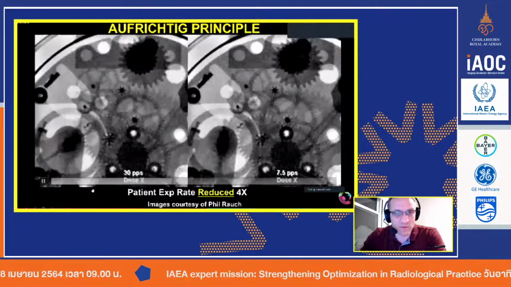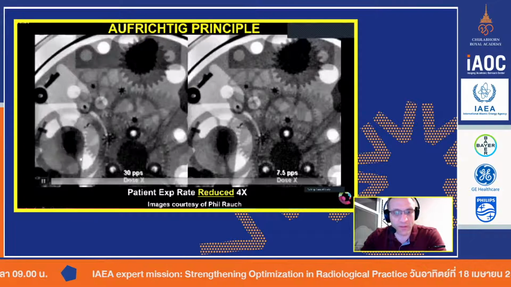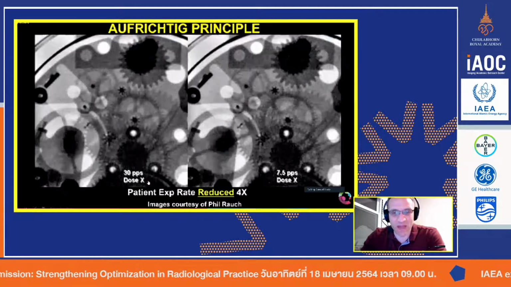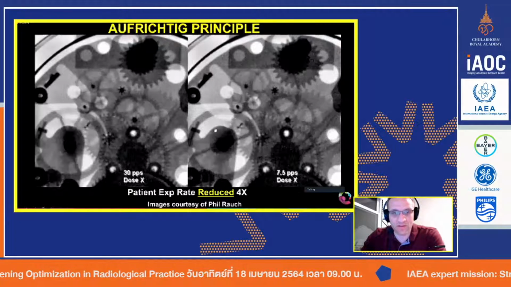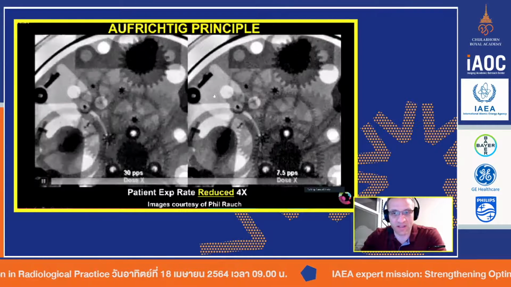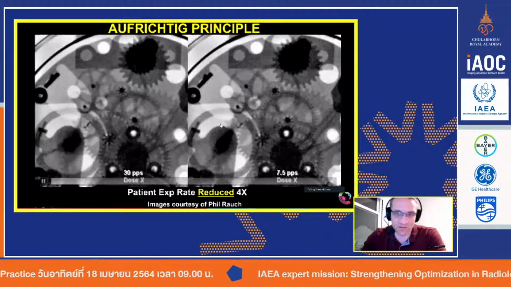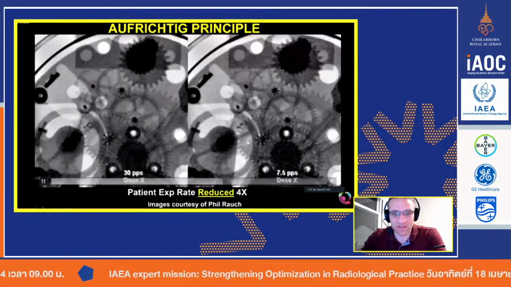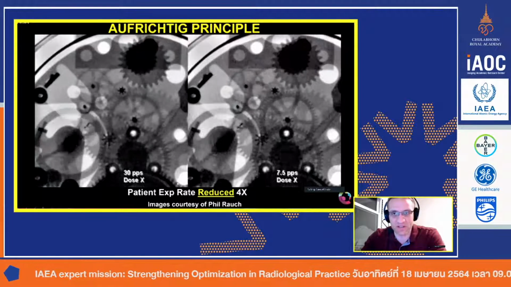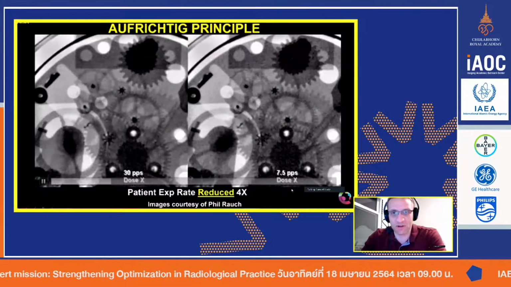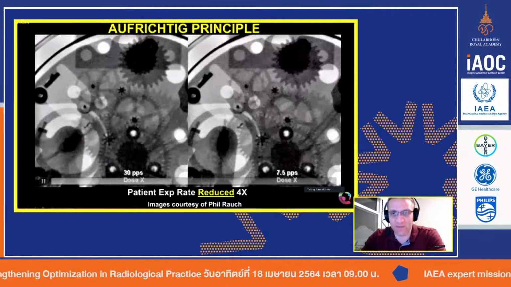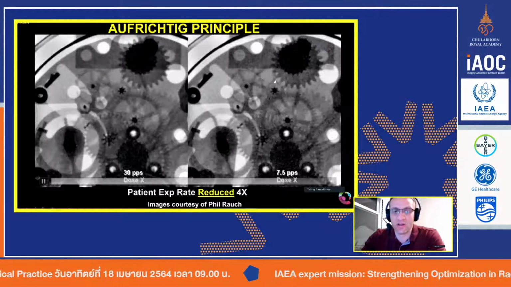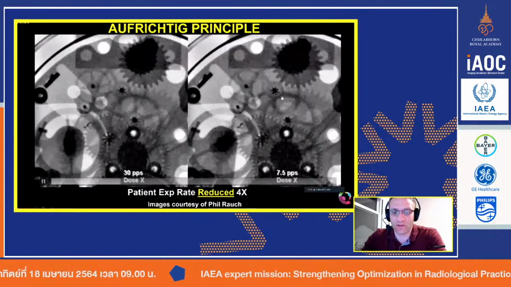So the one on the left is moving at 30 pulses per second. And this one is moving at 7.5 pulses per second. Obviously there's a little bit of a lag. You can kind of see the gears are a little blurred out because the gears are obviously moving fast enough. Now, if you see this word dose and the letter X next to it, that means this is getting X amount of dose and this is getting the same X amount of dose. Same dose, but 7.5 pulses per second means that there is actually a dose reduction of factor 4.